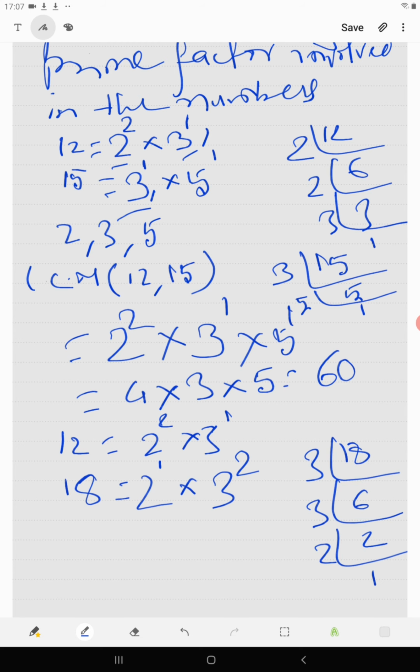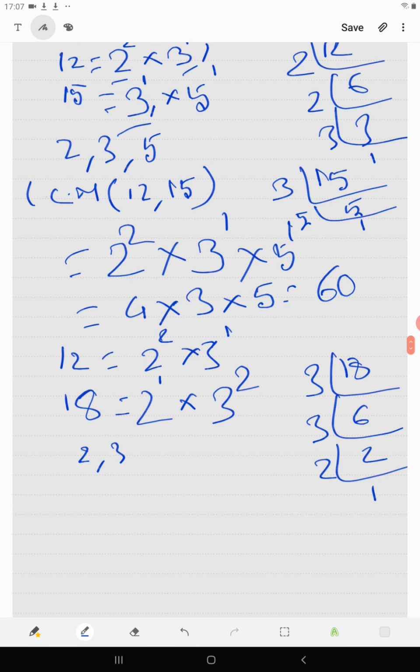Now see, 12 and 18 both have factors of 2 and 3 only, correct? So this is for your showcase purpose only. It will have a factor of 2 and 3. Okay. So what is the maximum power? So LCM of 12, 18 will be equal to.